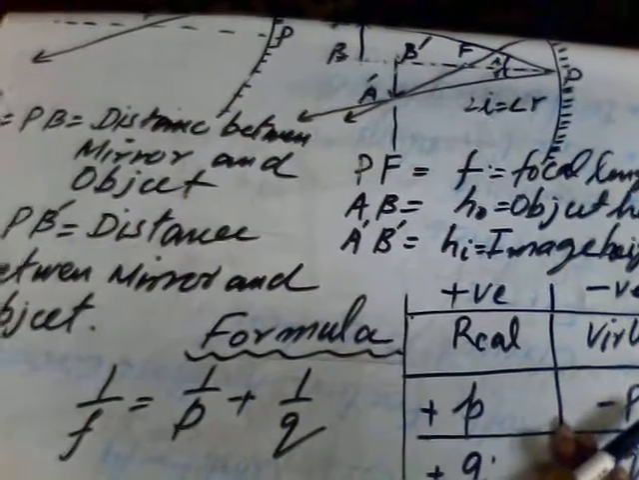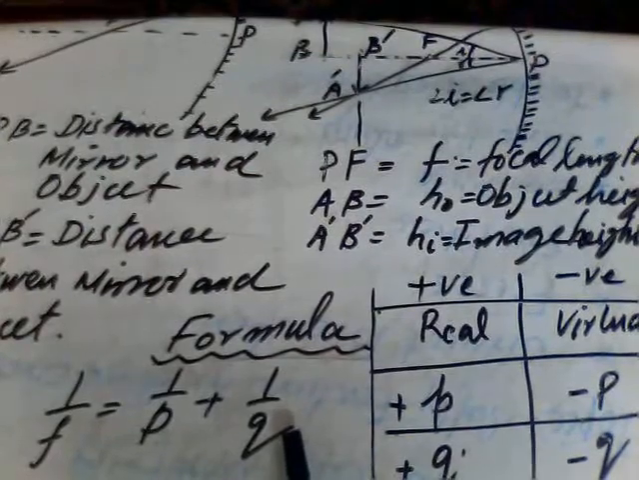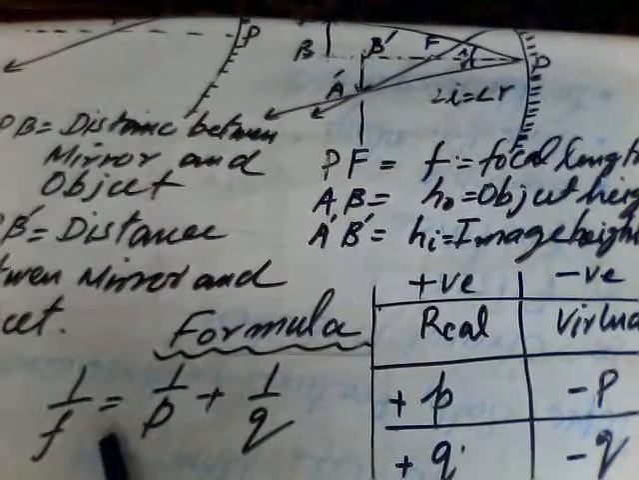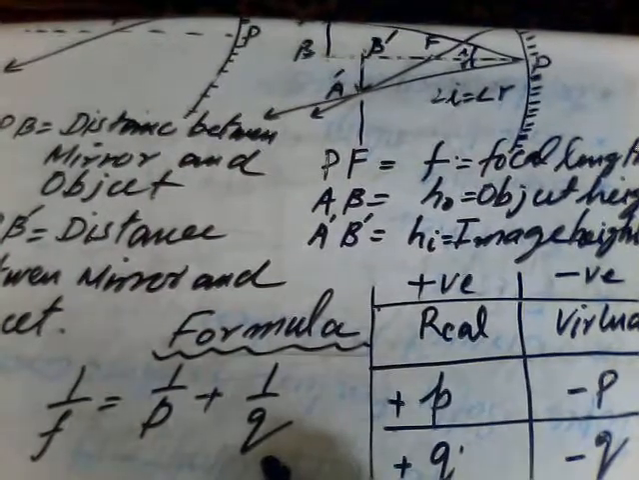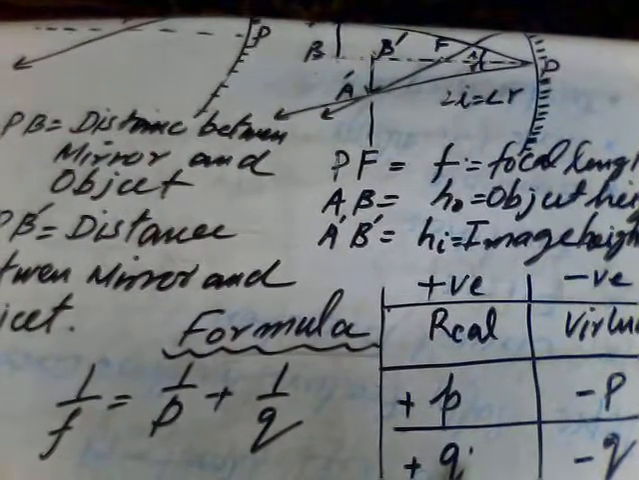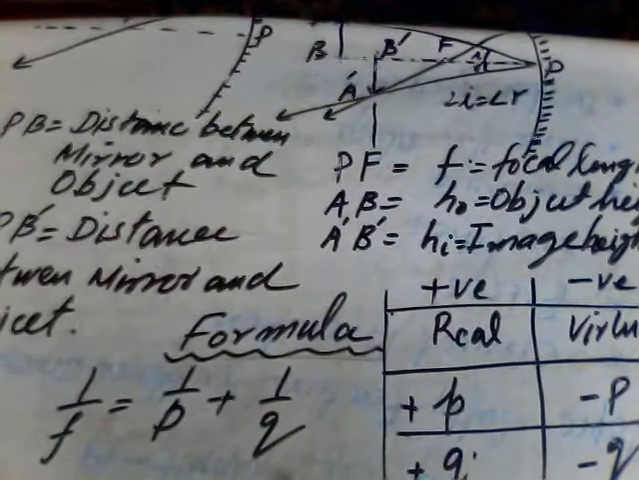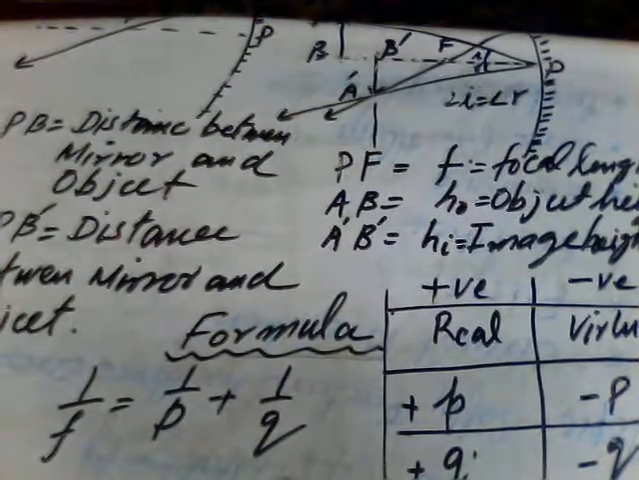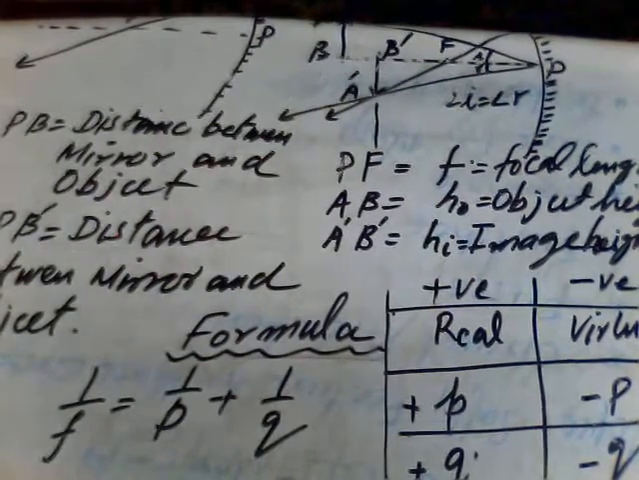Now the formula, the mirror formula: 1 over f is equal to 1 over p plus 1 over q. In the next lecture tomorrow, we will learn how to solve numerical problems with the help of this formula.